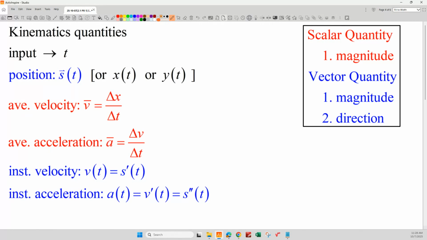We have average velocity, which is going to be our rate of change of position, or delta x over delta t, or delta s over delta t, whatever we want to call it. We have average acceleration. For those who are in physics, how is acceleration related to velocity?